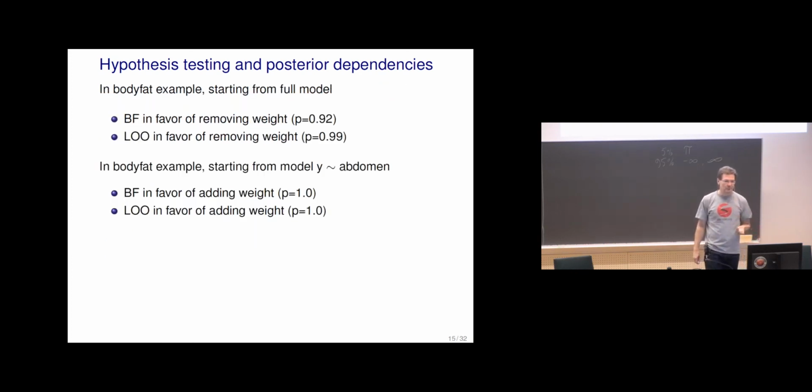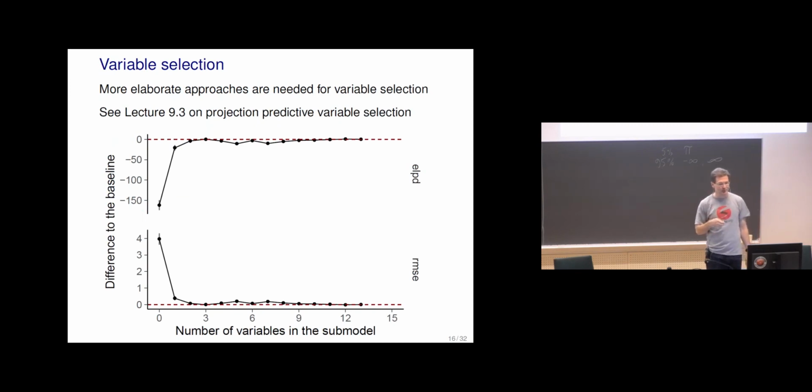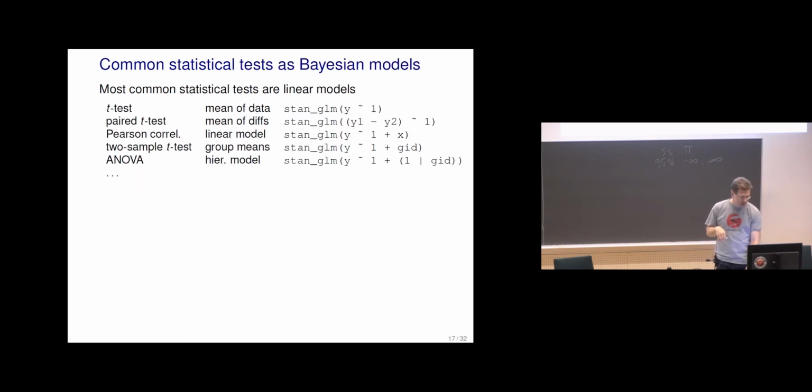So we could then use Bayes factor or cross-validation in this kind of case where we have posterior dependencies, but you can see again that it's a bit problematic. Both of them are in favor of removing weight from the full model having all the covariates, but at the same time, if we instead start with the small model, they are both in favor of adding weight. This is because, given abdomen, the weight has additional information, but given all the other variables, weight can be excluded because all the other variables contain similar information. So this is complicated, and of course I recommend the projection predictive variable selection I discussed more in lecture 9.3, which can order the variables easily and tell you how many variables you should pick and so on.